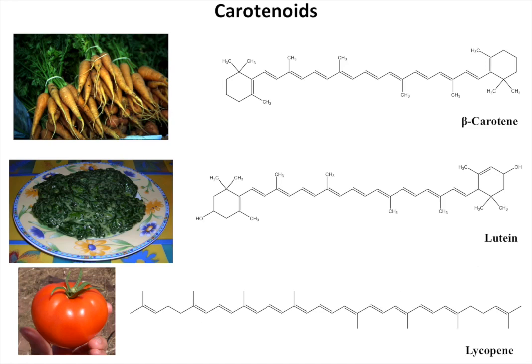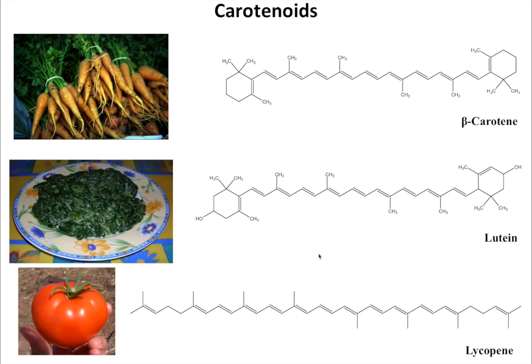The carotenoids. The carotenoids have a very distinct structure, and we think of a lot of different vegetables when we think of carotenoids. Beta carotene, we always think of carrots, have that sort of distinct orangish color that comes from beta carotene. Spinach is rich in a molecule known as lutein. This is another carotenoid. Tomatoes are rich in lycopene, which is another carotenoid.